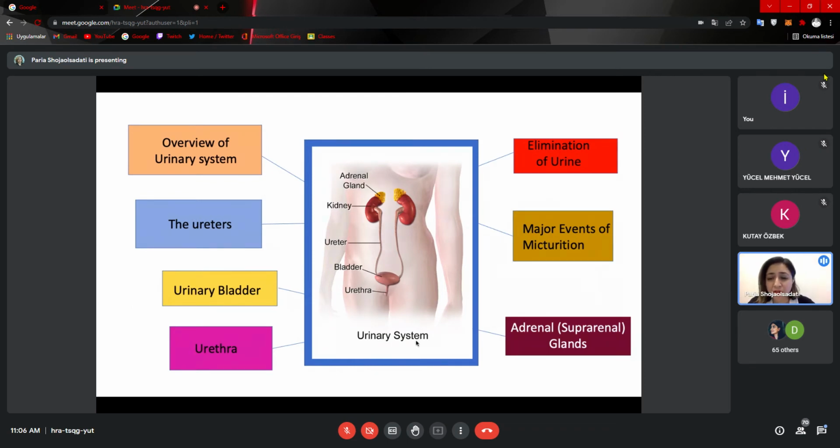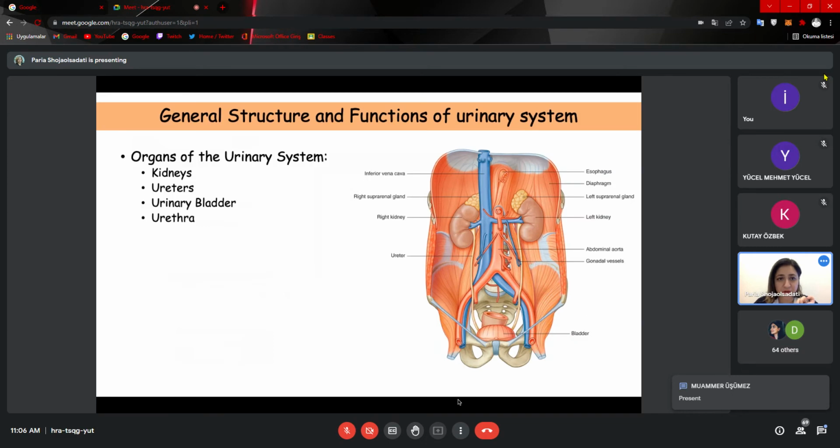The adrenal or suprarenal gland is a part of the endocrine system in the body, but it is located on top of the kidney. For this reason, sometimes in some methods or in some lectures, it's explained in this part. Let's take a look at the system.